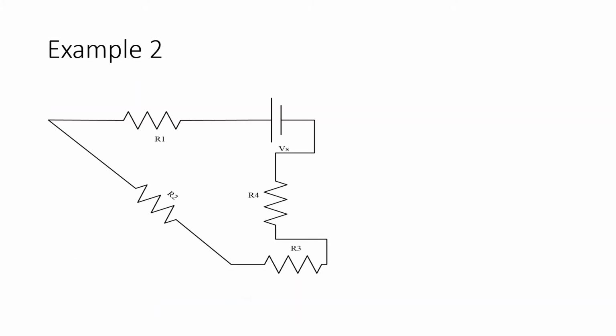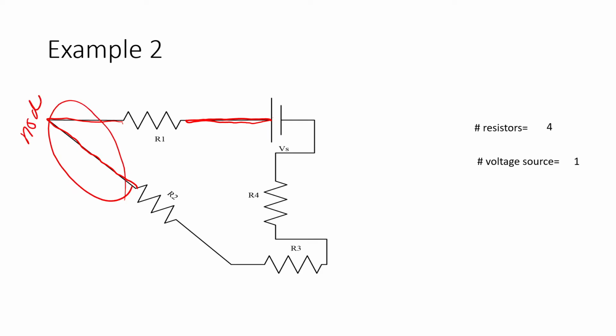Example 2 is another circuit. This time we have four resistors and one voltage source. If we start to look at the connections between electrical components, this is the first wire connecting the battery to R1. There is another wire that connects R1 to R2. Even though it is not a straight line, this is one wire. And this wire is called a node, and this straight line is called another node, 2.